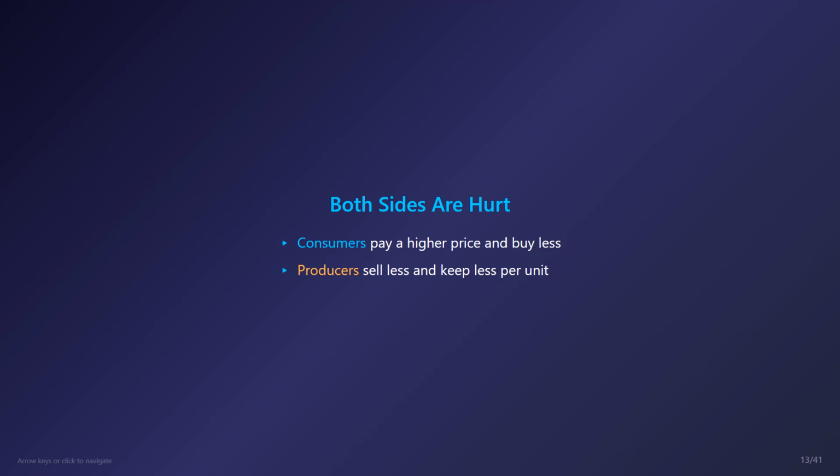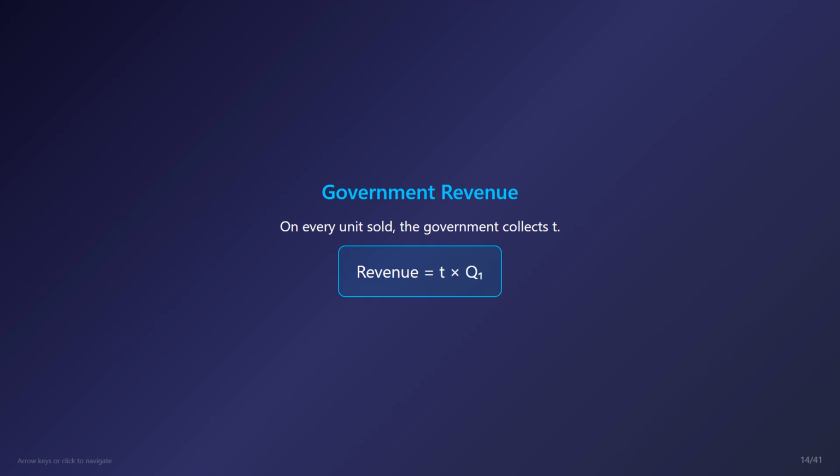And both sides of the market are hurt. Consumers pay a higher price and buy less than before. Producers sell a smaller quantity, and they keep less per unit after handing over the tax. Nobody on either side is happy. Now, what does the government get?